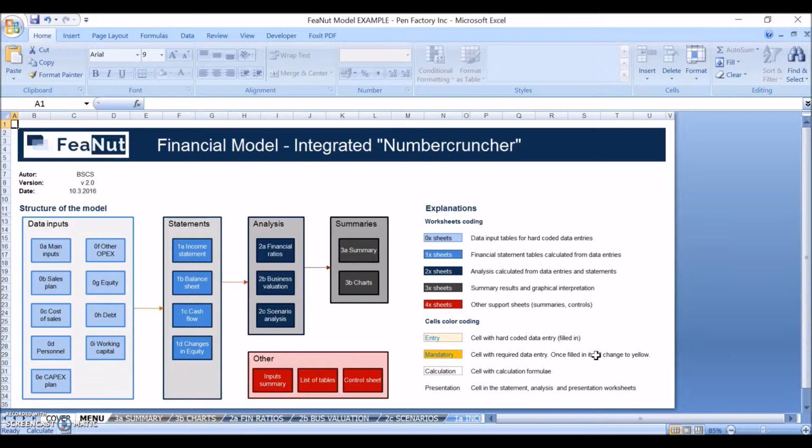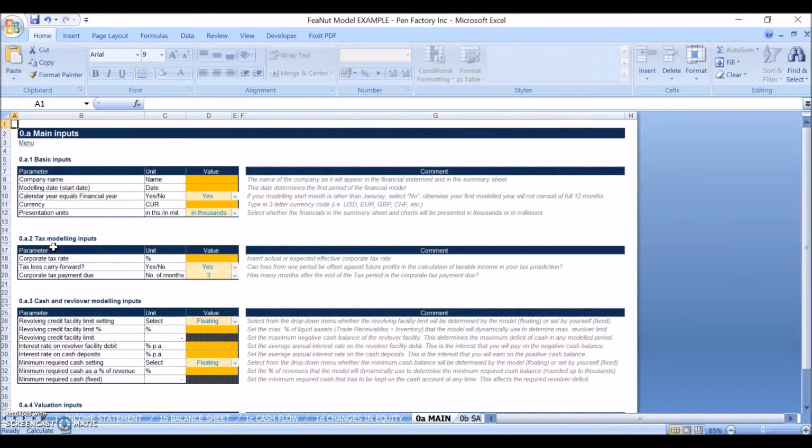In this video, we will start going through the model and we will start with the Data Inputs Worksheet, specifically with the Main Inputs Worksheet where some initial data modeling assumptions are populated. So I will just click on this button and that will get me to the Main Inputs Data Worksheet.